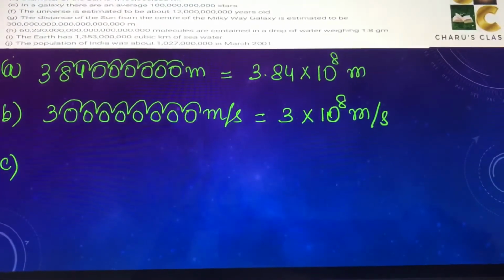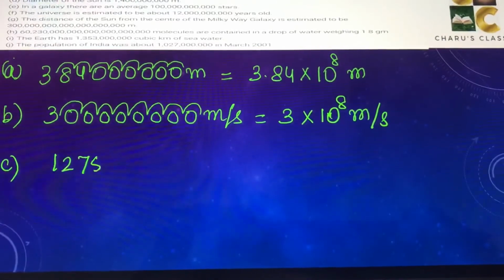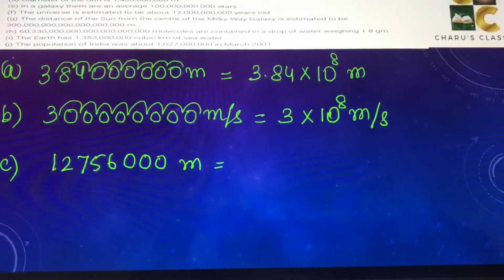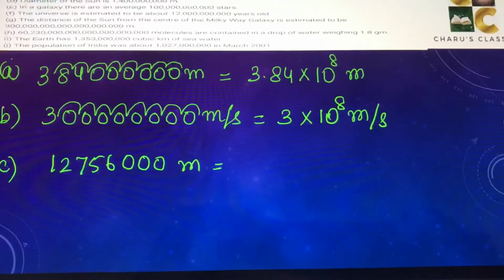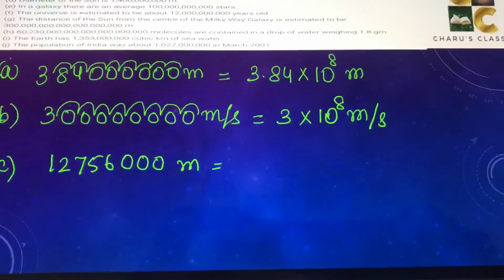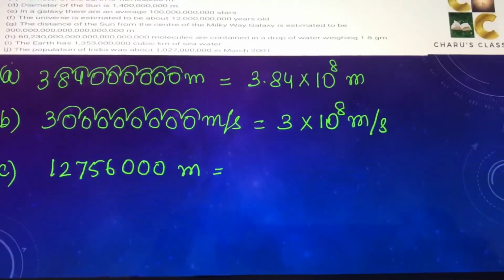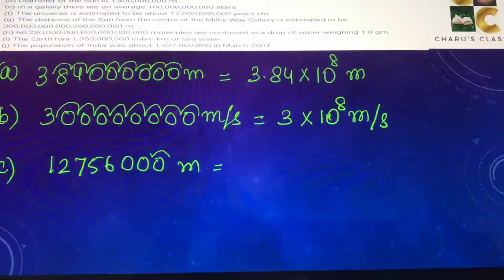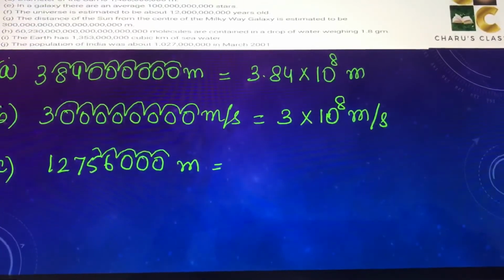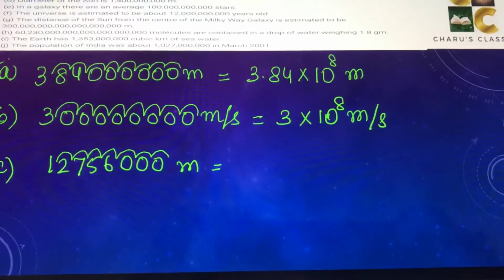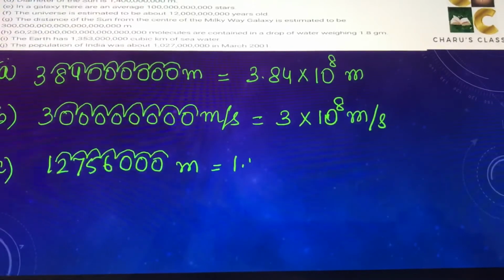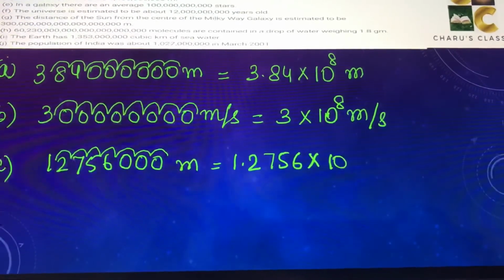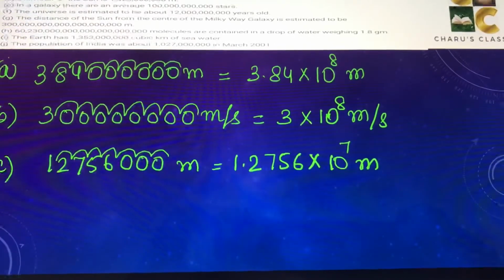C. Diameter of Earth is 12756,000 meters. So we have to shift to the first non-zero number. Here it is 1, so we have to take the decimal after 1. We are shifting 1 2 3 4 5 6 7. So the answer will be 1.2756 into 10 to the power 7 meters.